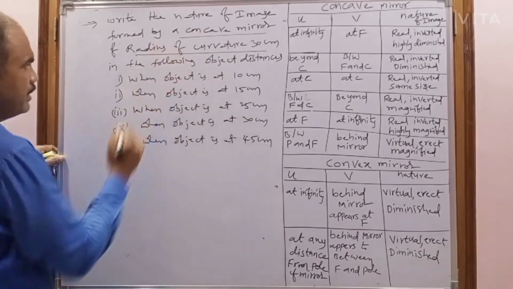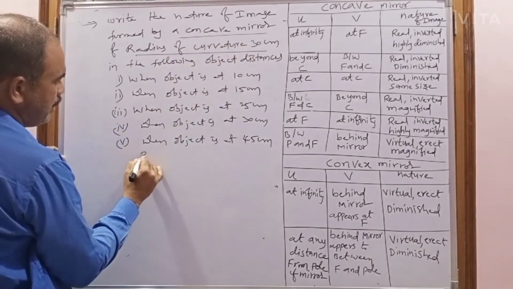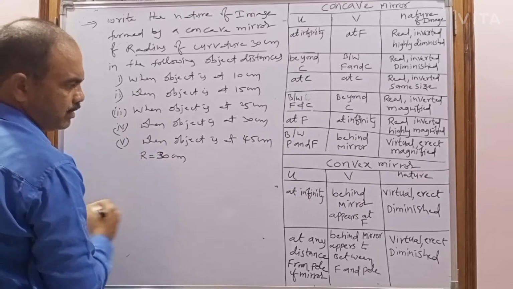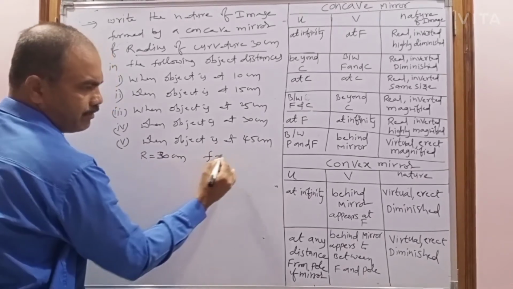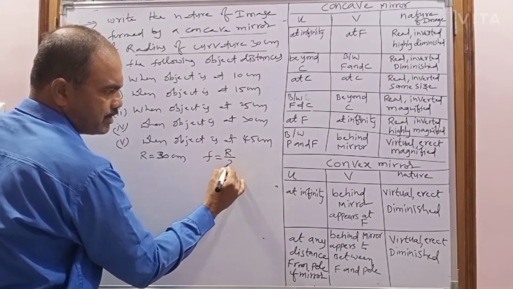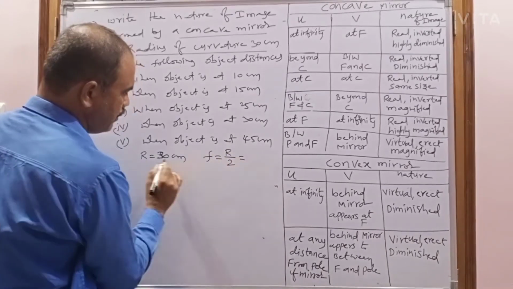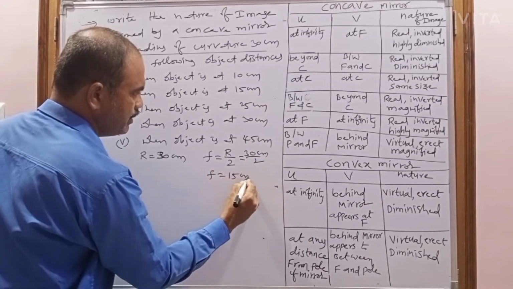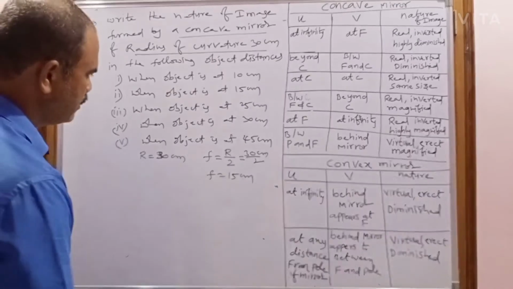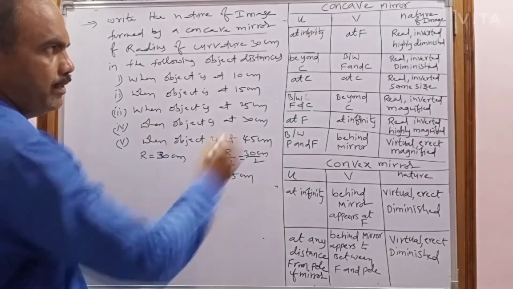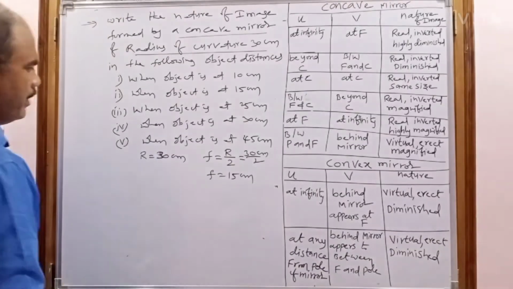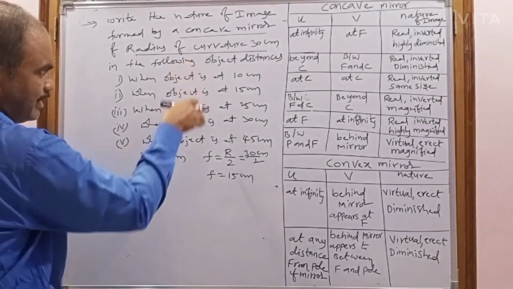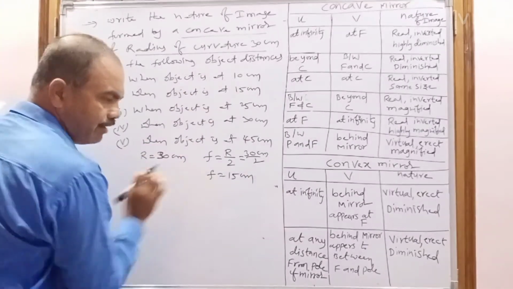First, write that. What is the radius of curvature? R is equal to how much? 30 centimeter. When R is equal to 30 centimeter, find the focal length. What is the relation between the focal length and radius of curvature? f equals R by 2. What is R here? 30. So 30 centimeter by 2, that is 15 centimeter. So now you can guess the nature, if you know the different types of image formed by the concave mirror for different object distances. You can guess that when you know the R and f only.